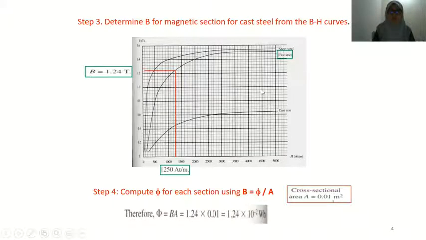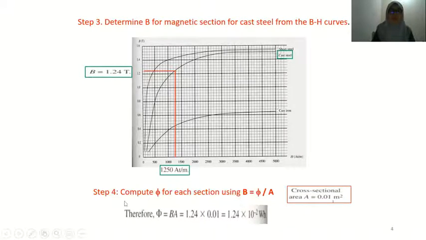Then you have to determine the B for the cast steel from the BH curve. From the calculated H just now, which is 1250, you refer to the cast steel curve. Then from here you get the B. The equivalent B is 1.25 Tesla.